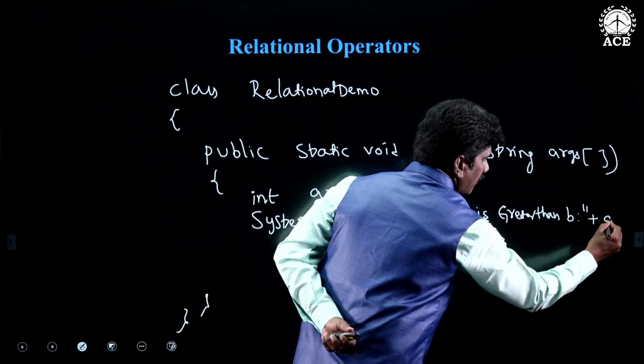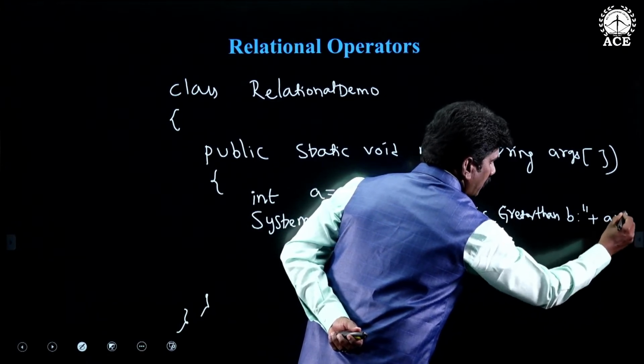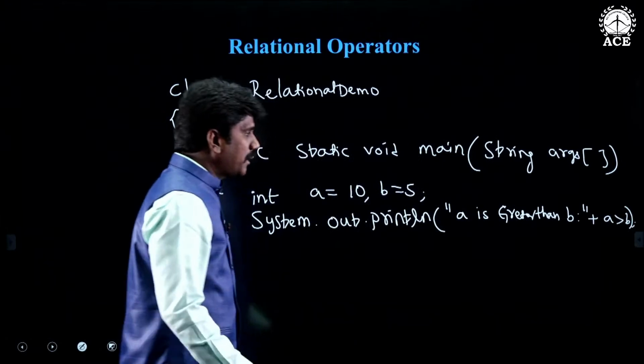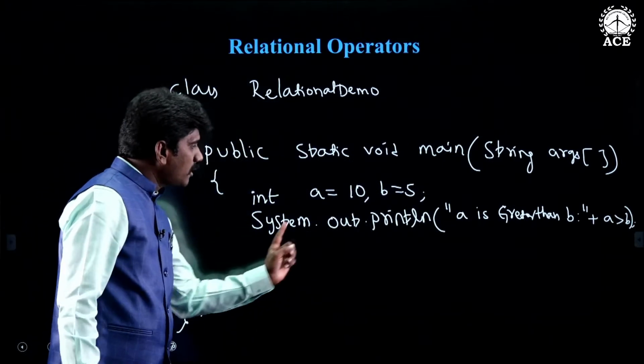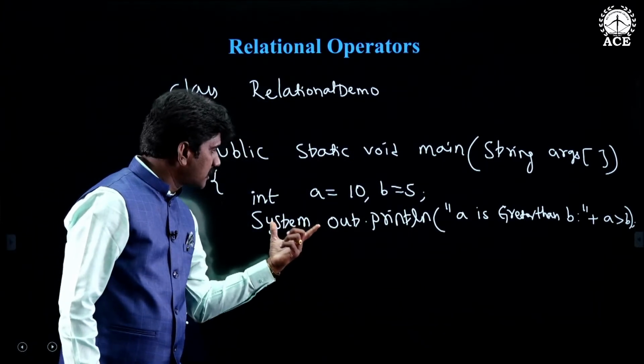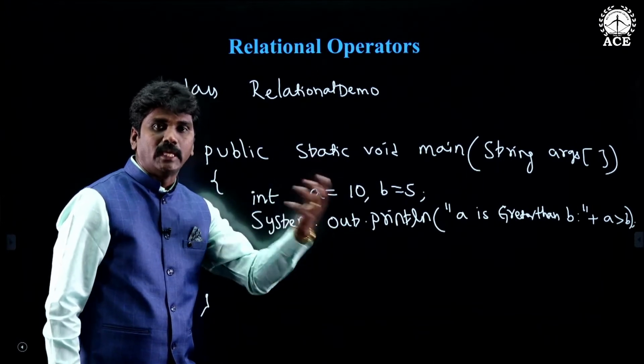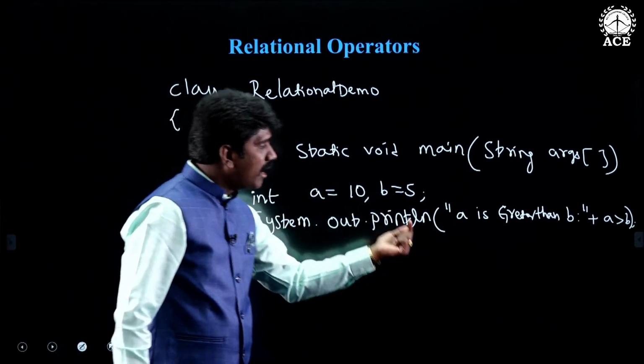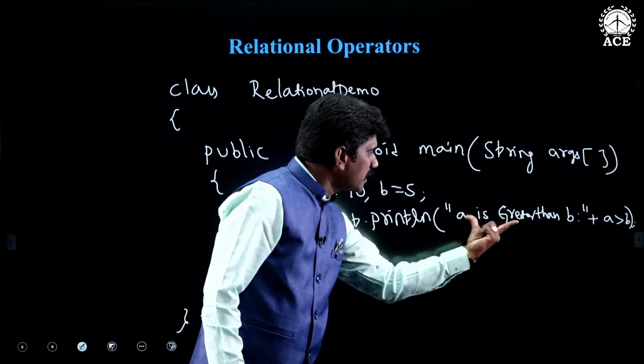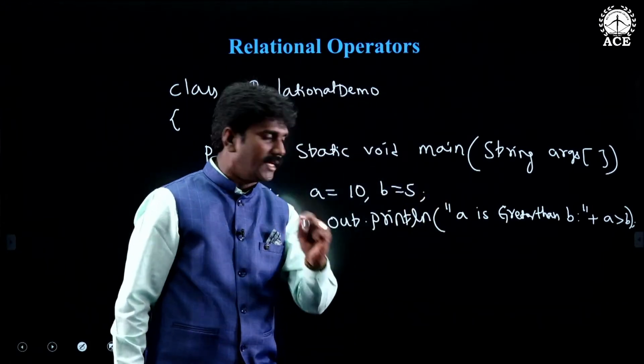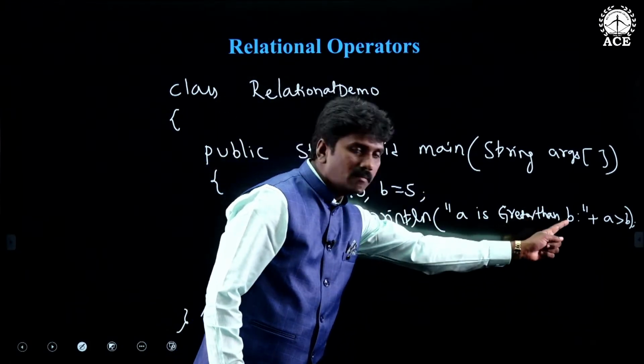Just I am taking a greater than b. What I have written here is System.out.println. This is the statement to display something. And then what I am going to display is just one string. It will be displayed clearly like "a is greater than b".